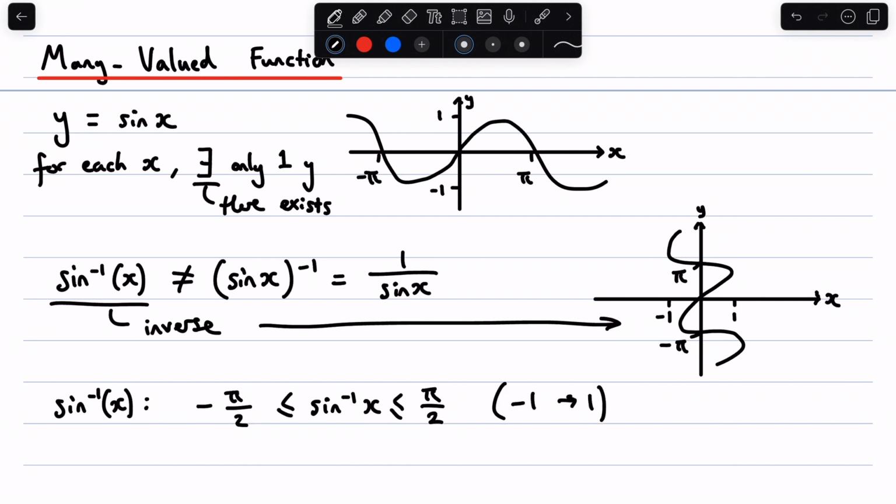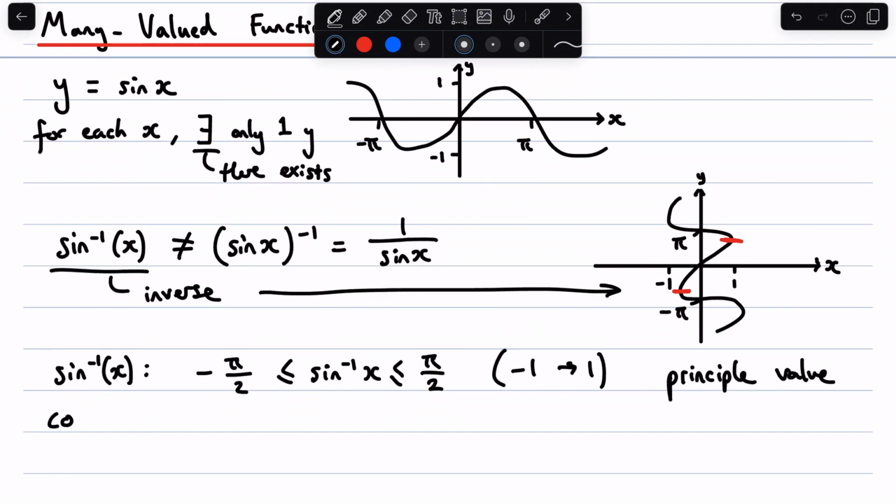So if we looked at that, it will be from this point to this point. And you can see these are only going to have one value. And that's our principal value domain. And similarly, we can have one for cosine to the minus 1 of x, where that's from 0 to pi. That's similarly for minus 1 to 1.